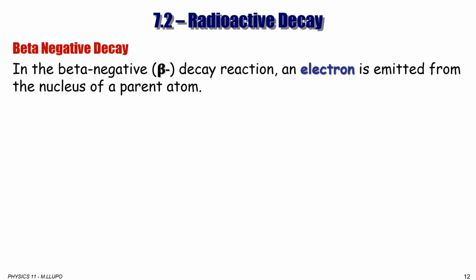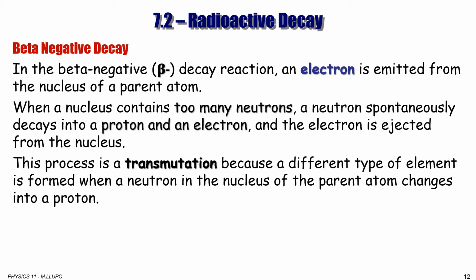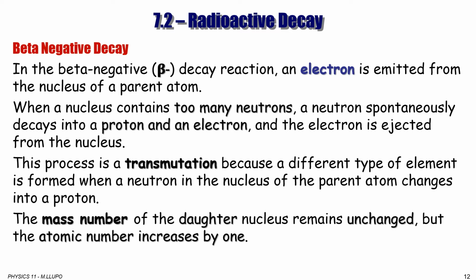That's why it's called nuclear transmutation. In the beta negative decay reaction, an electron is emitted from the nucleus of the parent atom. When a nucleus contains too many neutrons, a neutron spontaneously decays into a proton and an electron. The proton remains and the electron is ejected from the nucleus. This process is a transmutation because a different type of element is formed when a neutron in the nucleus of the parent atom changes into a proton. So mass remains the same because the nucleus is emitting a beta, or electron-like, particle, which is massless. However, atomic number increases by 1.